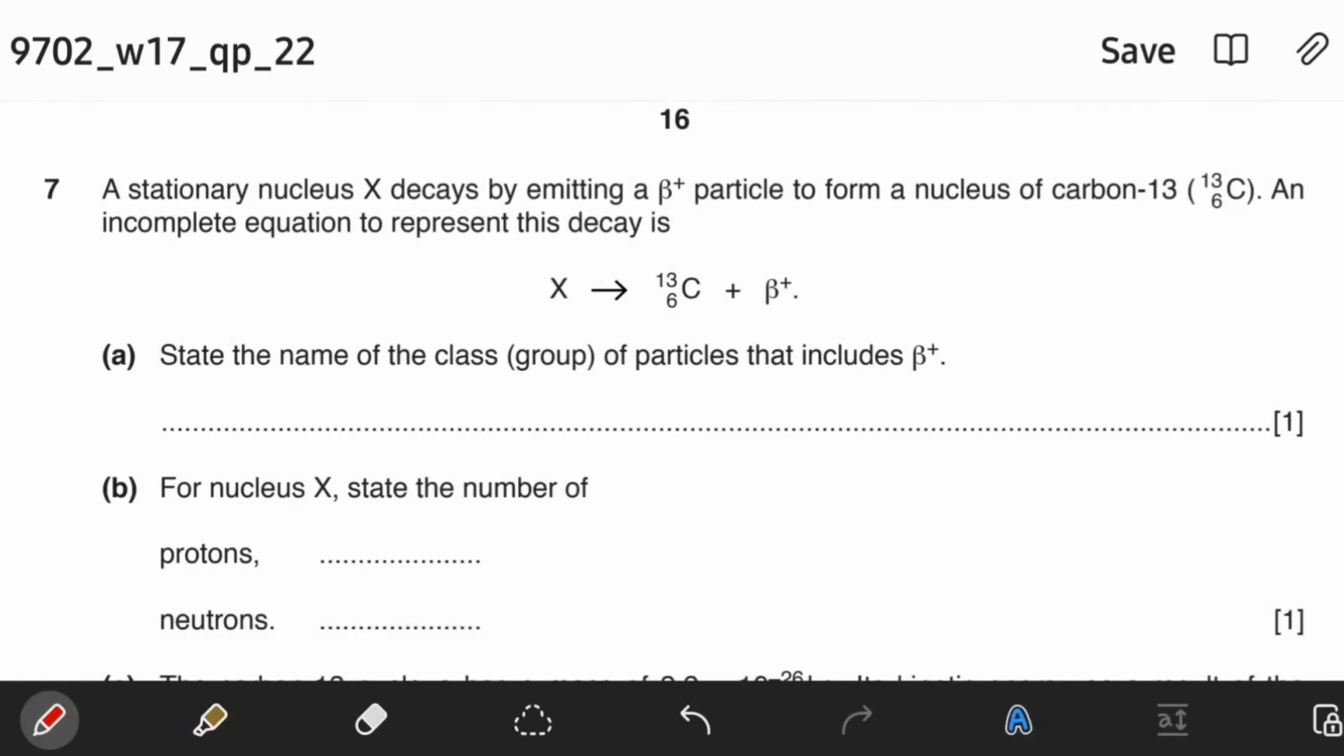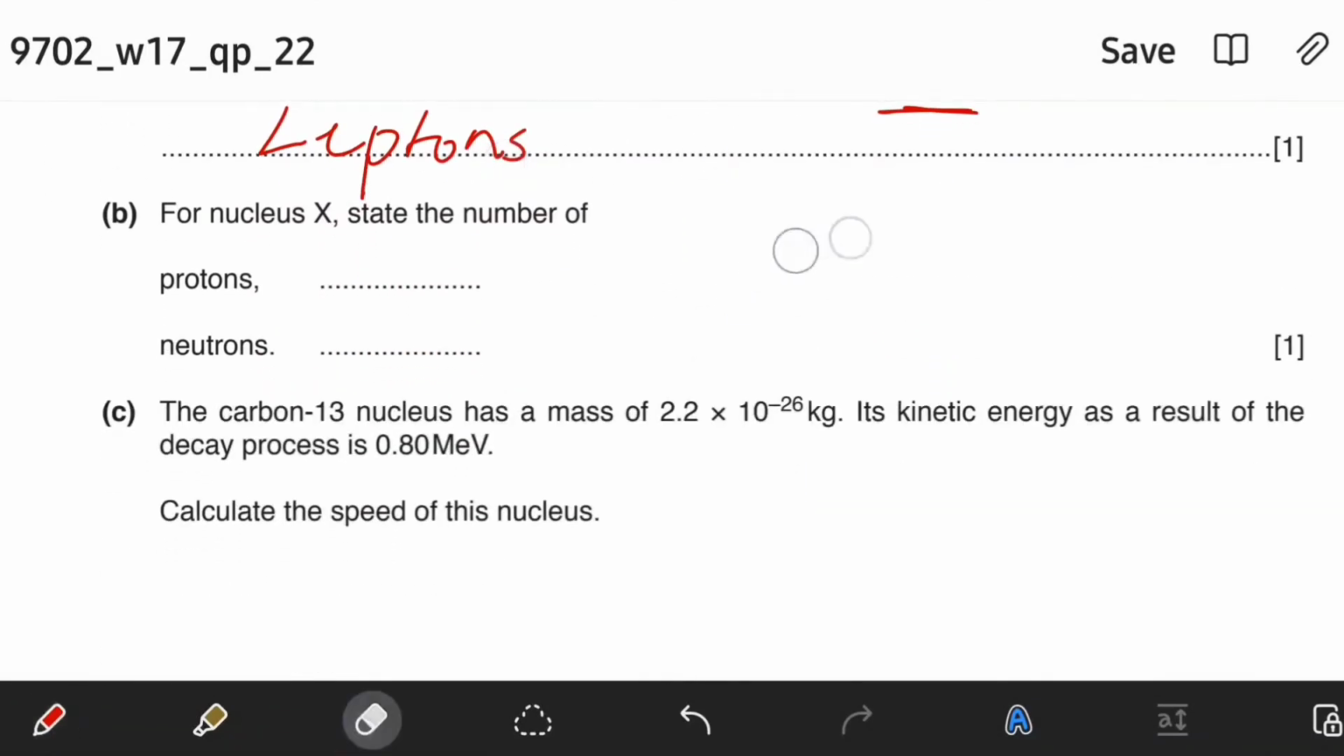A stationary nucleus decays by emitting a beta positive particle to form a nucleus of carbon 13. An incomplete equation to represent this decay is given. State the name of the class or group of particles that includes the beta positive particle. Okay, so it is going to be leptons. For nucleus X, state the number of protons.